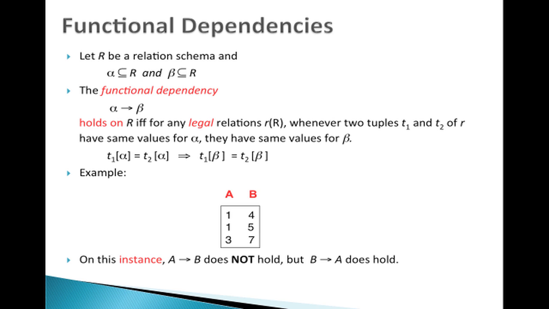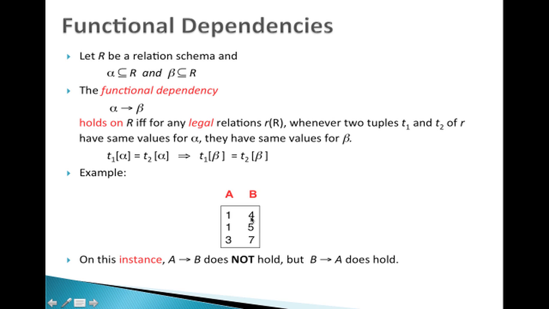In other words, if two tuples have the same values for alpha, they have the same values for beta. Okay. Here is an example. We have a relation with two attributes, and here we see that A implies B is definitely not true because there are two tuples with the same value of A but different values of B. But B implies A does hold on this particular instance, in that there are no two tuples with the same value of B, so it's sort of trivially true.